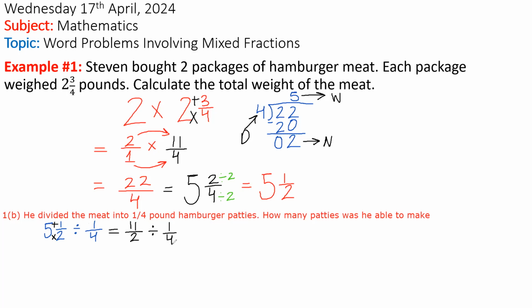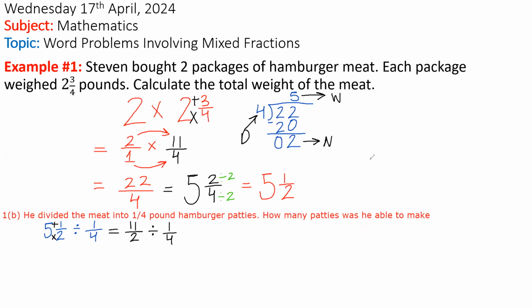Keep, change, flip. Keep what? You said it. That was me, Mr. Petit. Yeah. What did you say? I was saying keep the 11/2, and then change the sign from division to multiply, and then flip the 1 and the 4. Very good. So KSF, which is keep, switch, and flip.